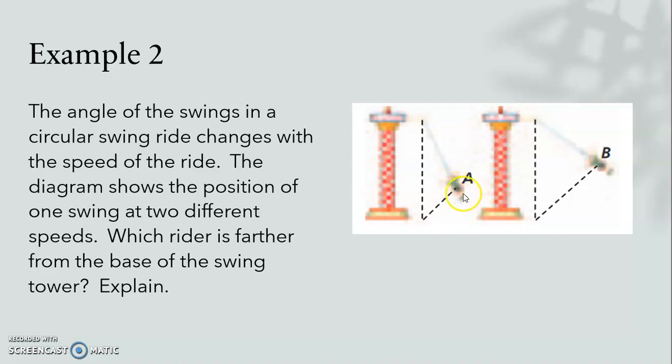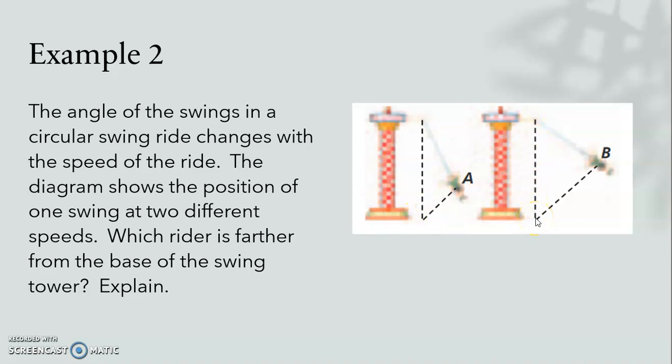Notice here's the swing and it's attached to the top of the ride. And this chain that attaches the swing to the top of the ride can never change its length. So that distance is going to be the same in both pictures. And the height of the ride is also always going to be the same because the ride's not going to change how tall it is. So this part is going to be equal to this part.